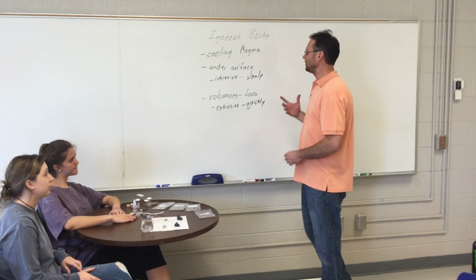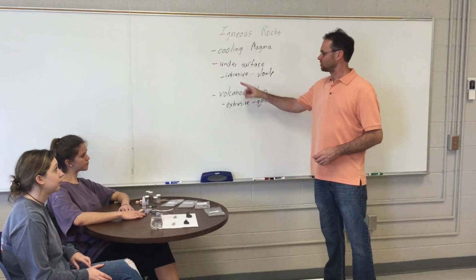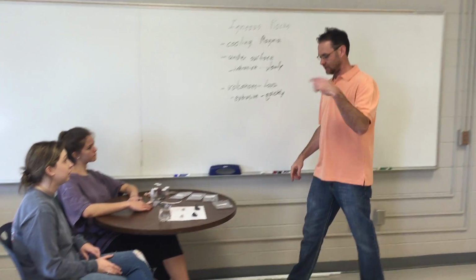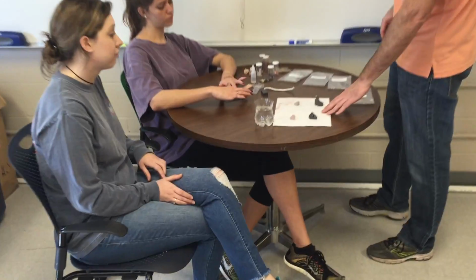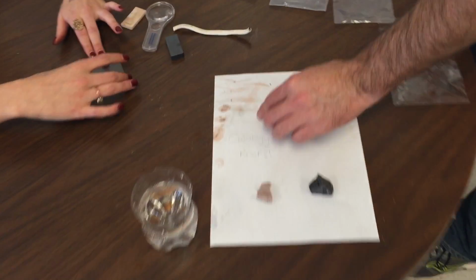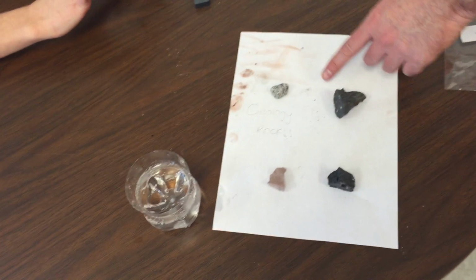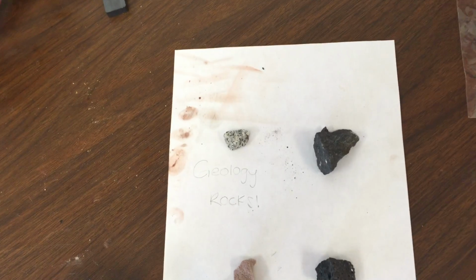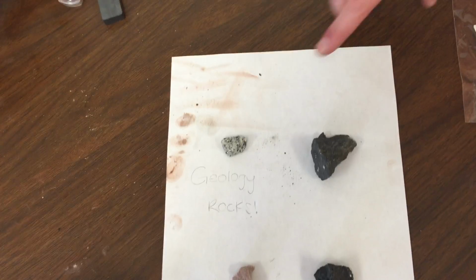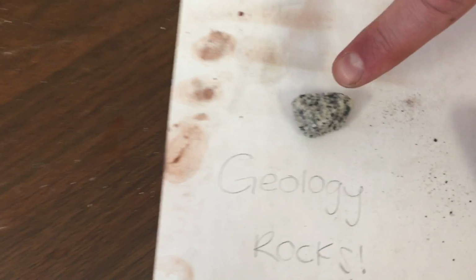Okay, so how do we tell the difference between an intrusive and an extrusive rock? Well, if I can have the camera come and look at the igneous rocks we have, several are in your packet. Specifically, let's look at these top two. The difference that you should see is that one has visible crystals in it.